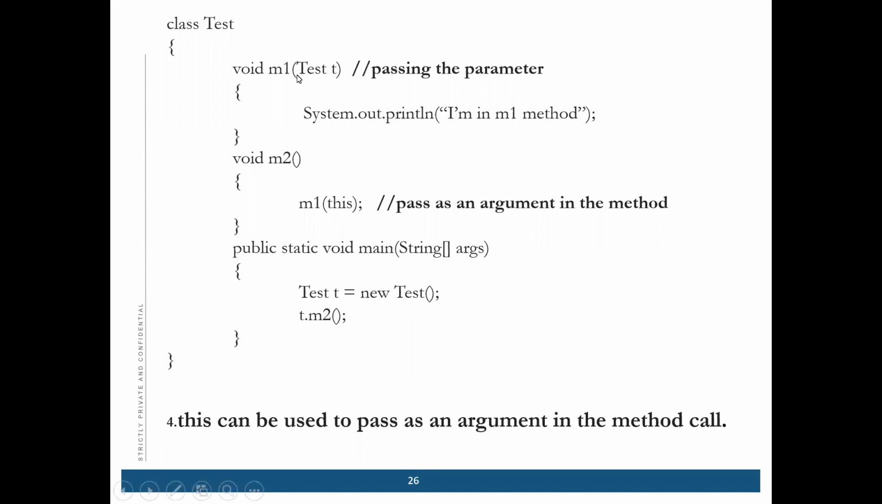An argument like a method call. Okay, this is a test class, and in the same method call we are passing it here. We can do that also. Passing the parameter test t. This is like an object test t of a class. Now we are passing this.